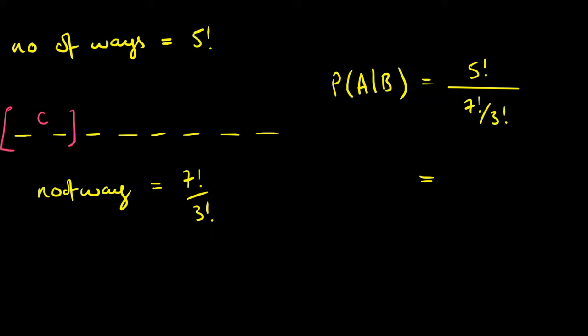What I'm going to do is I'm just going to calculate that. So we've got 5 factorial on the top. That's 120. And we got 7 factorial divided by 3 factorial on the bottom, which is 840. So 120 divided by 840 is 1 upon 7. So the probability of A given B is 1 upon 7.